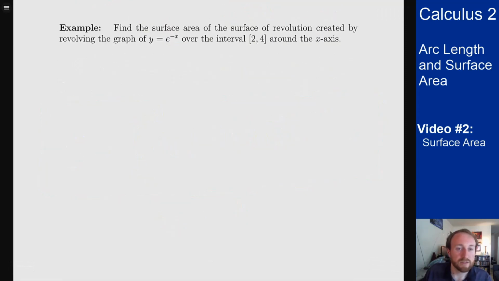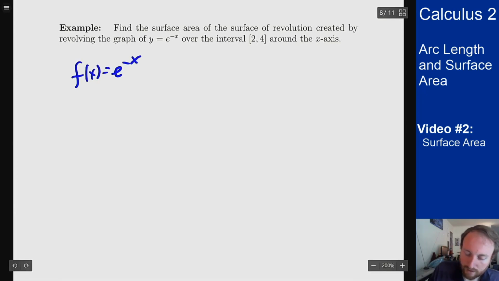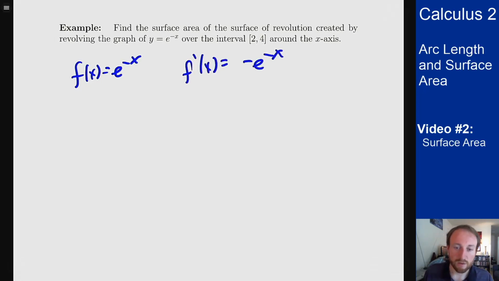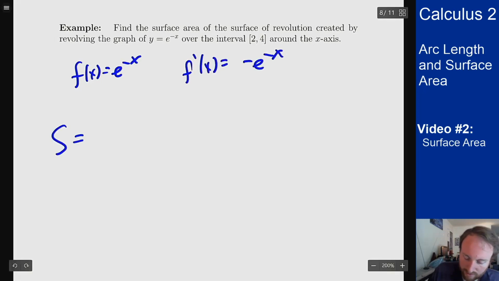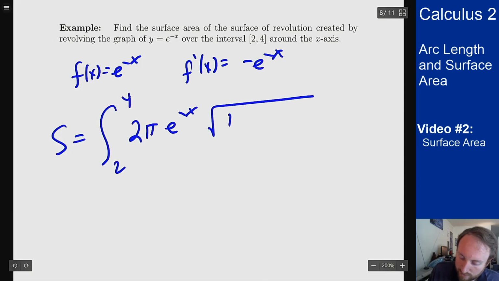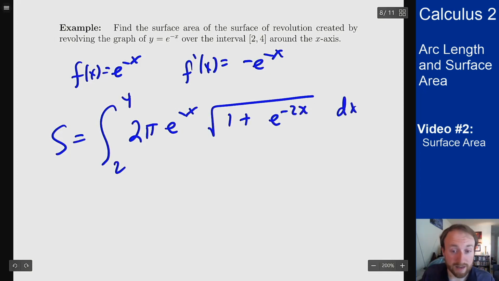So find the surface area of the solid of revolution created by revolving the graph of y equals e to the minus x over the interval from 2 to 4 around the x-axis. So for e to the minus x, that's our function. Its derivative is minus e to the minus x. So then we just write out our formula. S should be the integral from 2 to 4 of 2 pi e to the minus x square root of 1 plus e to the minus 2x dx, right? Because I'm squaring, the negative sign goes away, and I get a 2x up top.